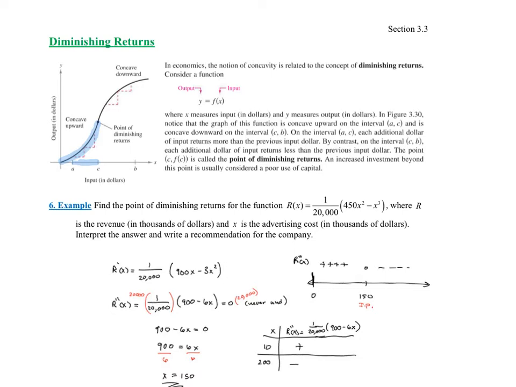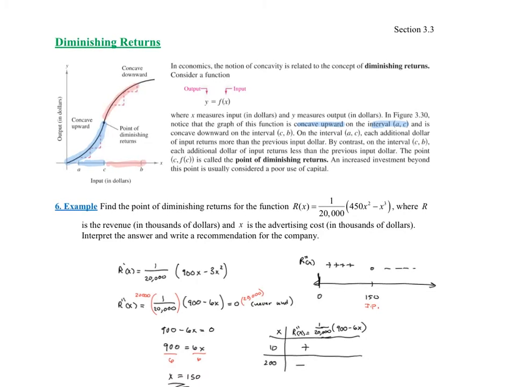So what does that interpret to? That says it's concave upwards on this interval, and it's concave downwards on the next interval, concave downwards on the interval from C to B. So, what does concave upwards mean in this sense? Well, there's a great way of explaining this in the next section.